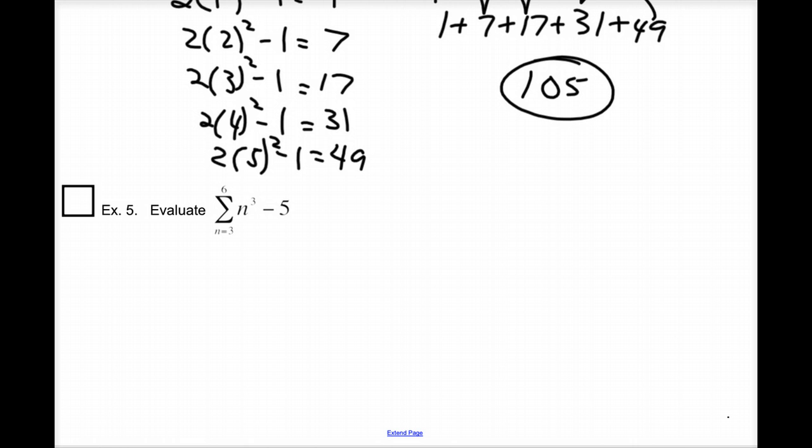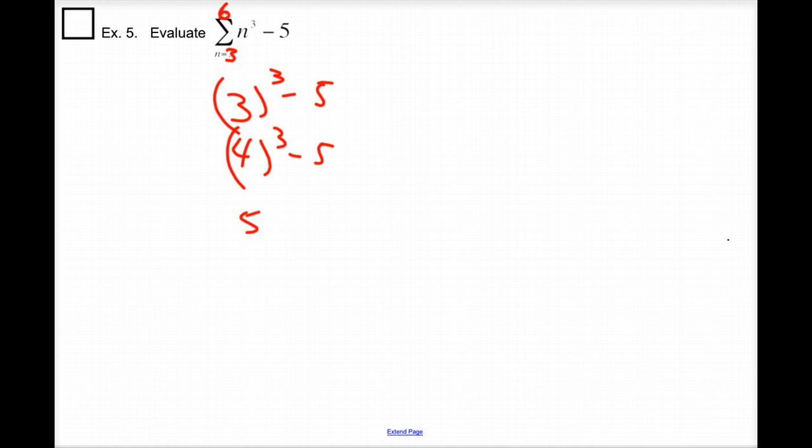Now, what do we plug in? Maybe you want to give it a shot. Pause this and come back and check. Otherwise, what do we plug in? 3 through 6. This one starts at a 3. So I'm going to plug in 3 first. So I'm going to go 3 cubed minus 5. Then I'm going to go 4 cubed minus 5. Then I'm going to go 5 cubed minus 5. And finally I'm going to go 6 cubed minus 5. Plugged in 3 through 6.